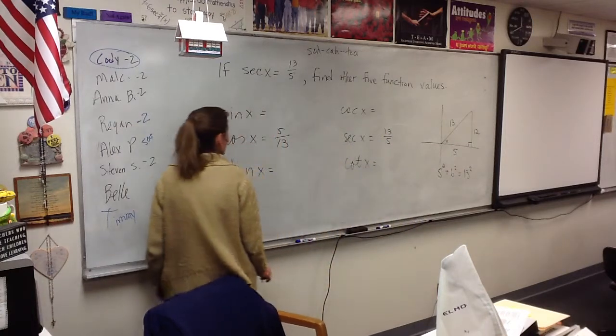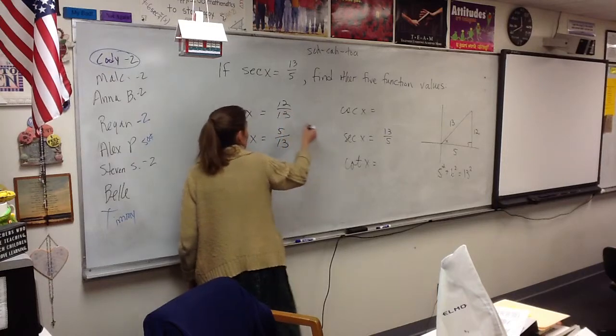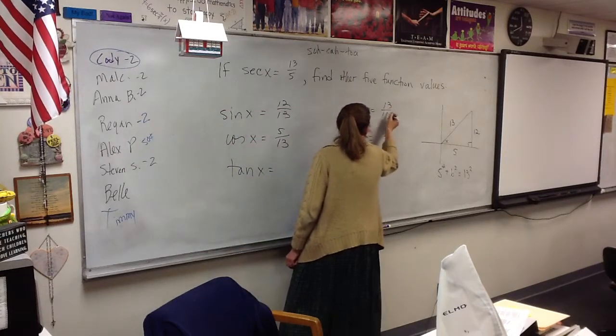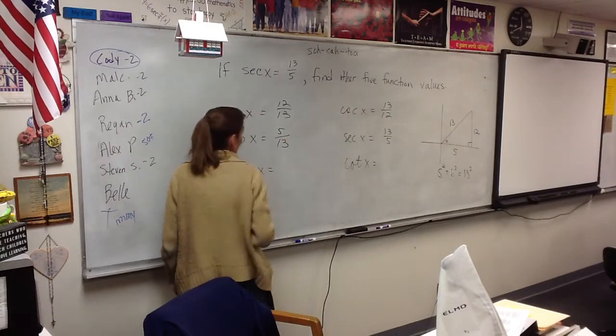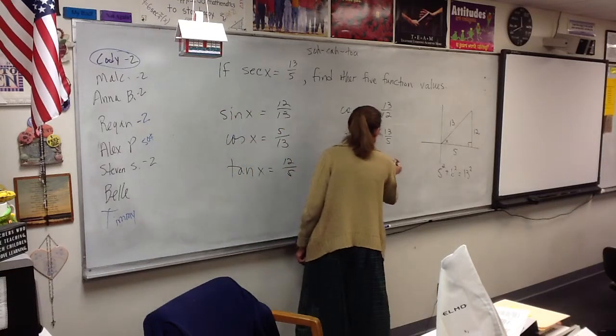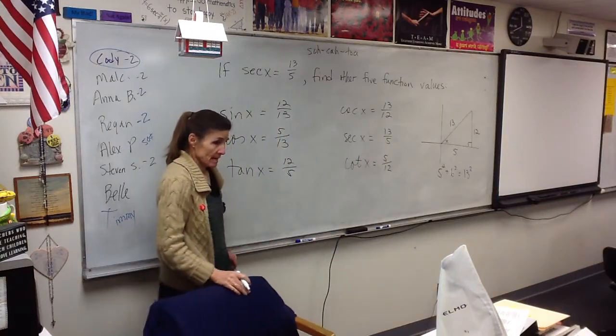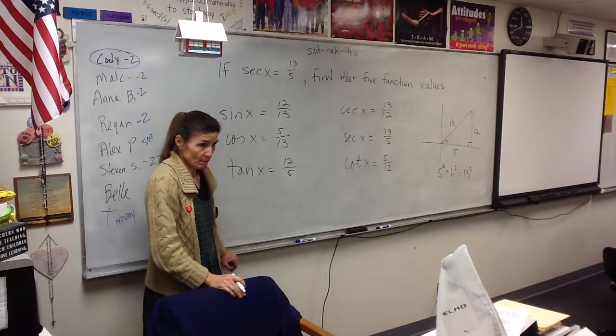Okay, so what'd you come up with for your sine? 12/13, which means your cosecant is 13/12. What'd you come up with for your tangent? 12/5, which means your cotangent is 5/12. Does anybody have a question about that?